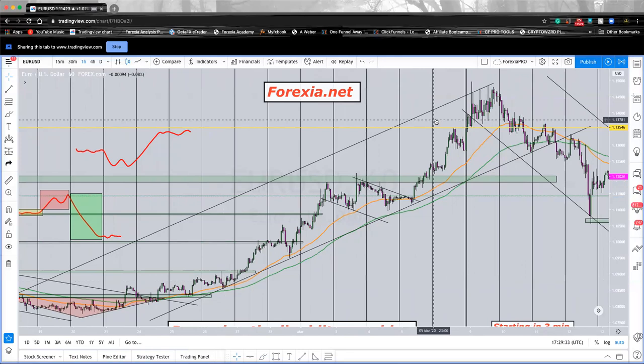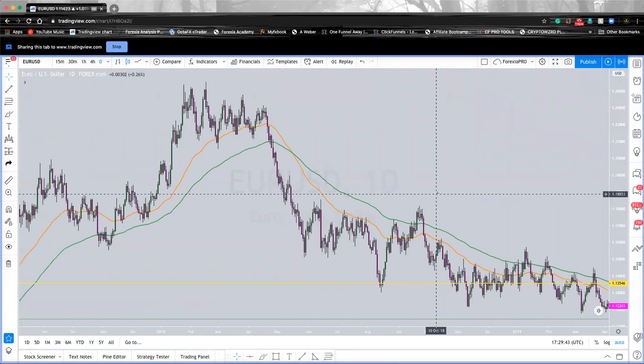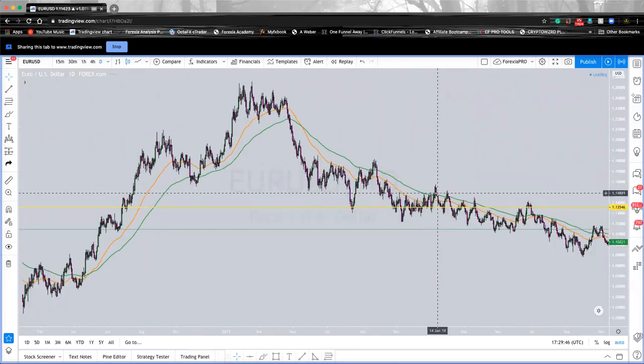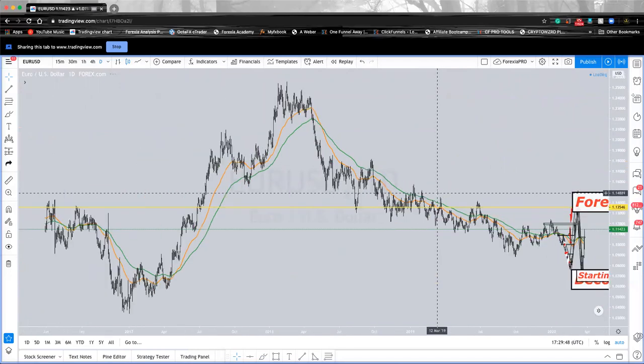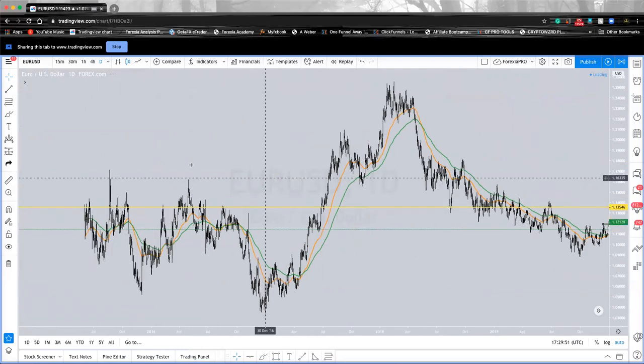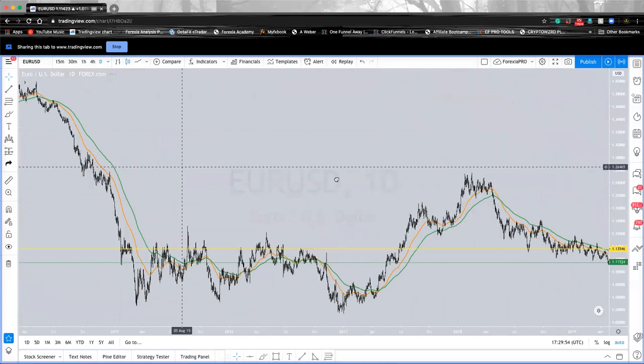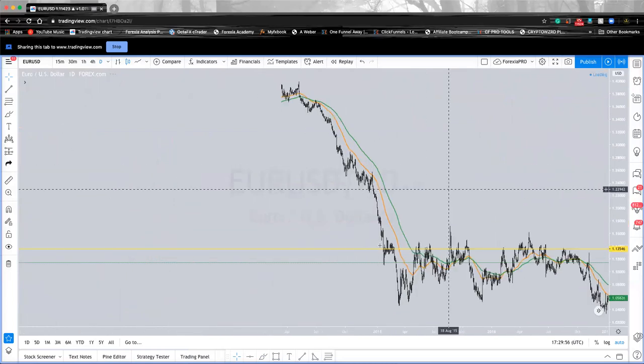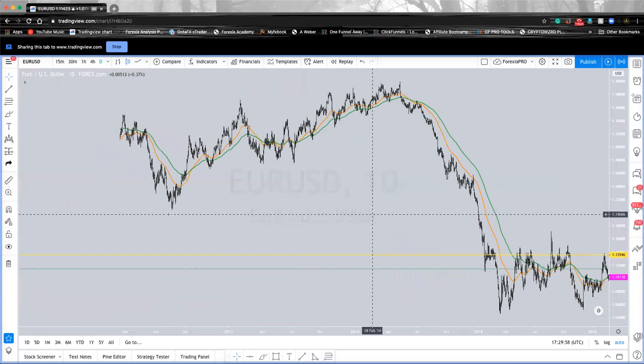All right, so yellow line down here. I'm going to take you to the daily time frame. I'm going to zoom out. You tell me if retail traders don't see this yellow line as an important area.